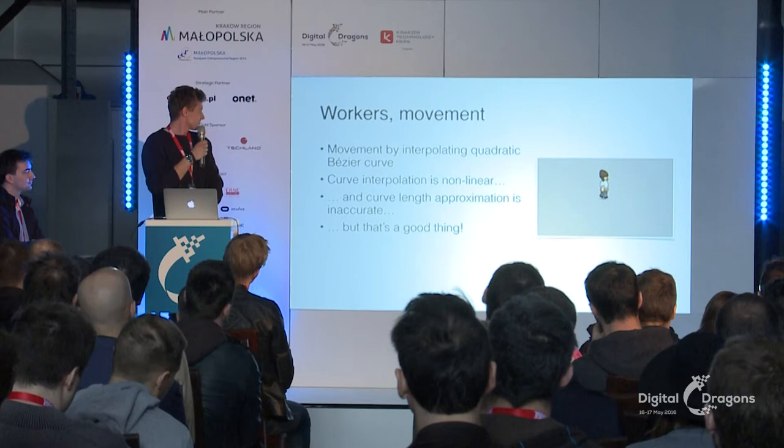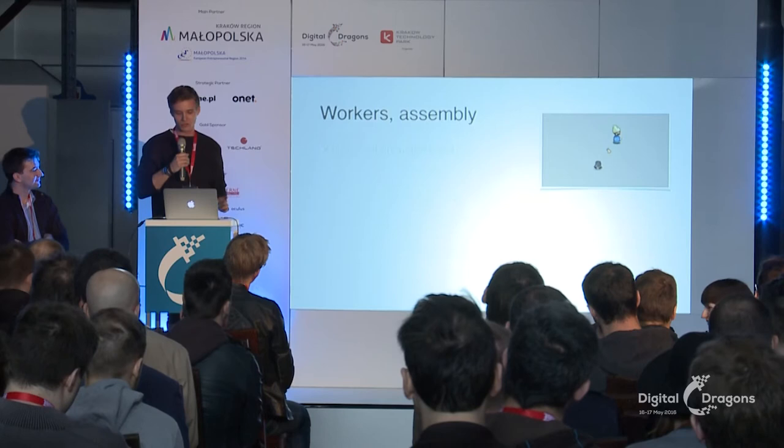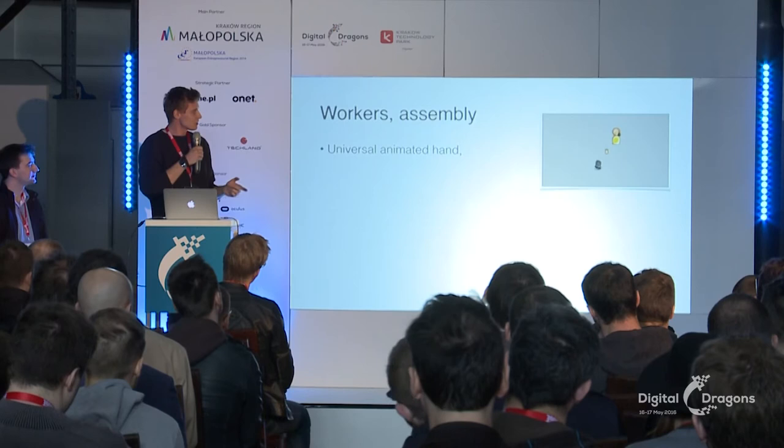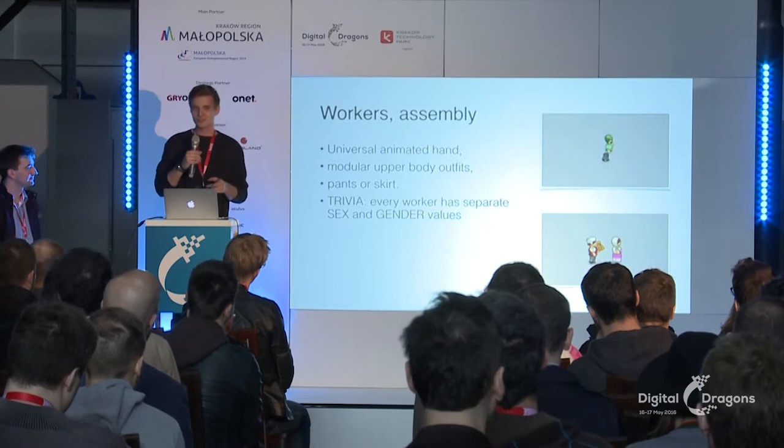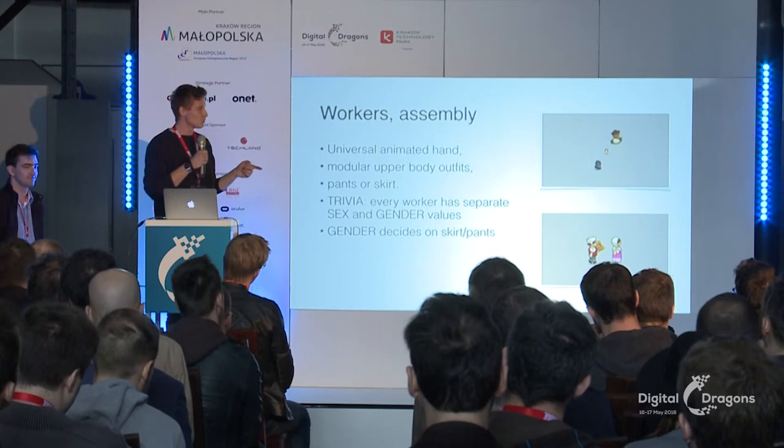Workers are assembled like this: every worker has a universal moving hand, a changeable upper body outfit, and legs or a skirt. Okay, and this is a funny part. Every worker has separate sex and gender values inside our config file. Gender is used for deciding whether the worker should wear a skirt or pants, and sex is used for playing female or male voices when the worker is hired.